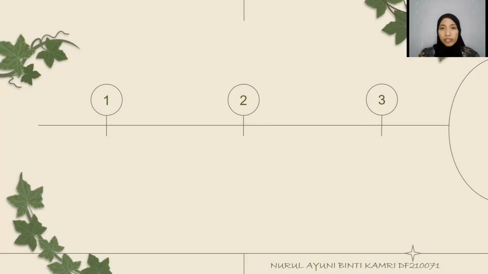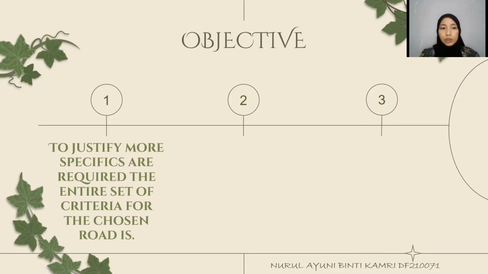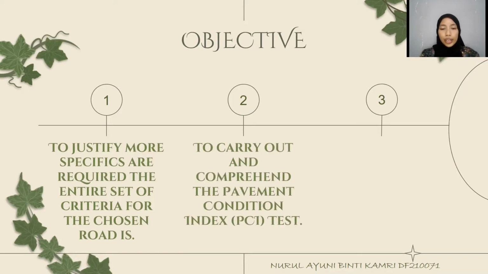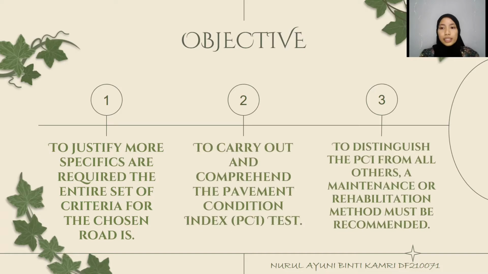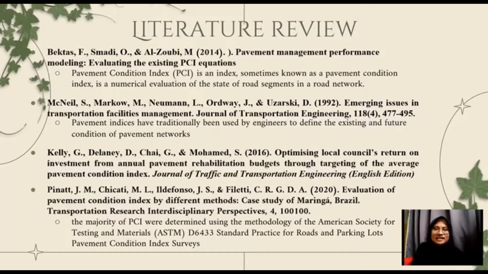The objectives of this project have 3 points. Firstly, to justify more specifically the entire set of criteria required for the chosen road. Second, to carry out and comprehend the Pavement Condition Index PCI test. Third, to distinguish the PCI from all others, a maintenance or rehabilitation method must be recommended.